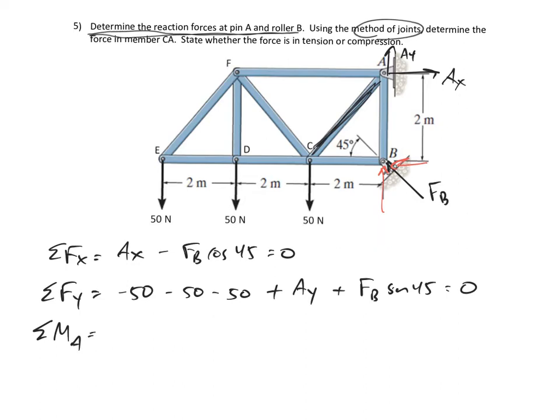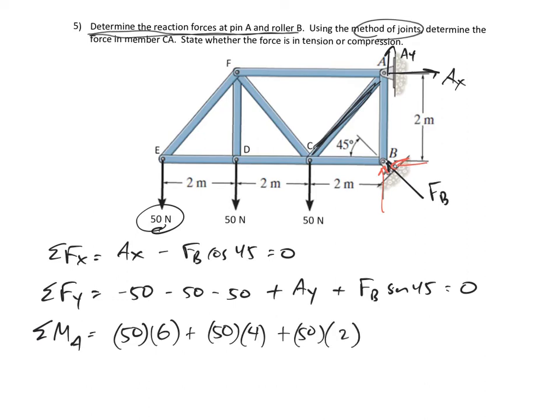So summing the moments about A, 50 newtons acting 6 meters away, creating a positive moment. 50 newtons acting 4 meters away, creating positive. 50 newtons acting 2 meters away, creating positive.